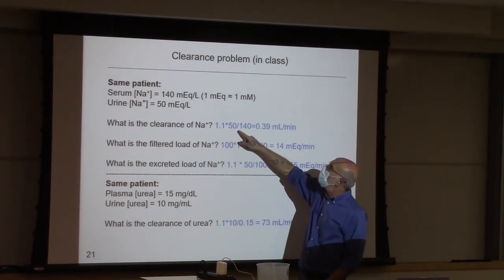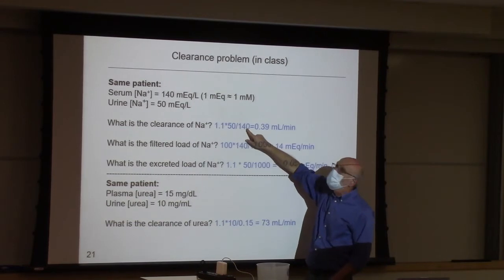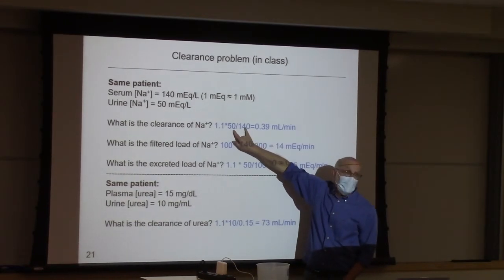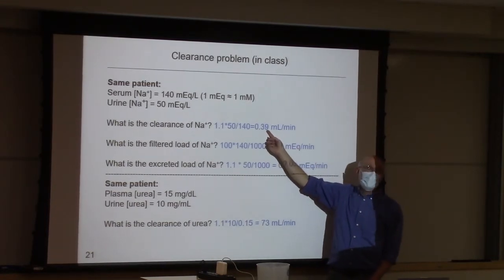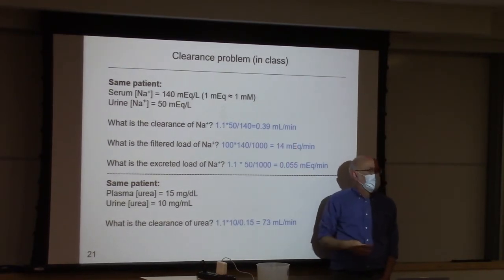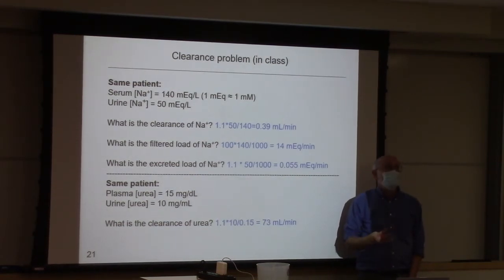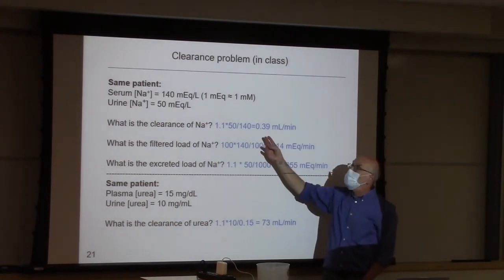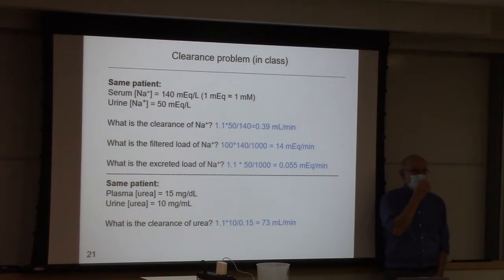Clearance. We don't have to do that with clearance because this is milliequivalents per liter, this is milliequivalents per liter. We're in the same units here. Units cancel, so we get mils per minute and 0.39. So 0.39 mils per minute is the clearance of sodium. Why is it lower than the GFR? A lot lower. The GFR is 100 mils per minute, and the clearance of sodium is 0.39 mils per minute. Why is it so much lower?